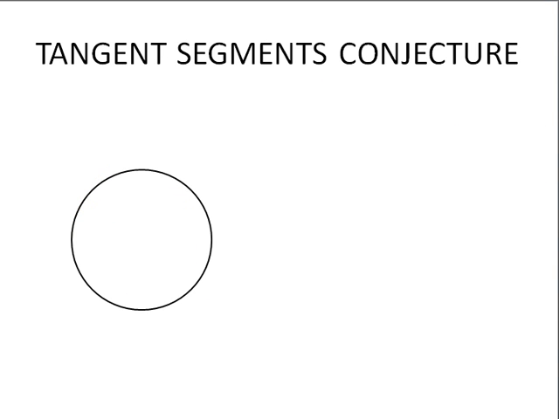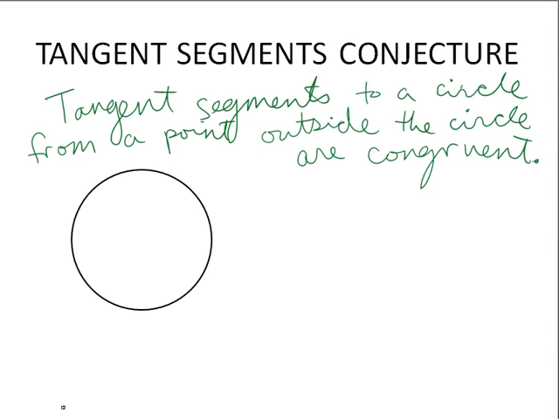The other conjecture we have is called the tangent segments conjecture, and that says that tangent segments to a circle from a point outside the circle are congruent. This doesn't really fit into if-then form very well. The one thing I can do for the hypothesis is start with some point outside of the circle. If I draw a tangent line that connects this point to the circle, it will connect in two places. So I can draw two tangent lines through this red point here.